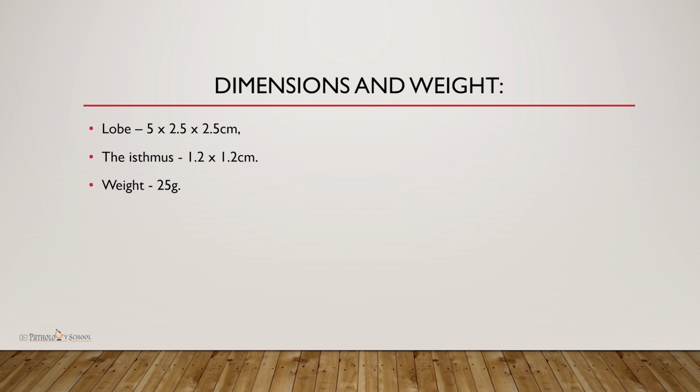Each lobe of the thyroid measures about 5 by 2.5 by 2.5 cm while the isthmus measures 1.2 by 1.2 cm. The thyroid gland approximately weighs 25 grams.